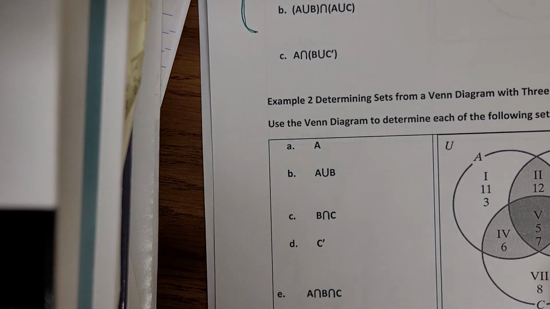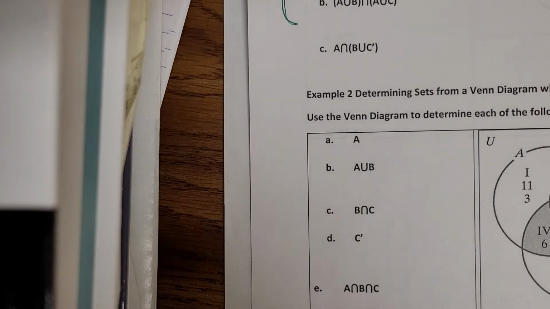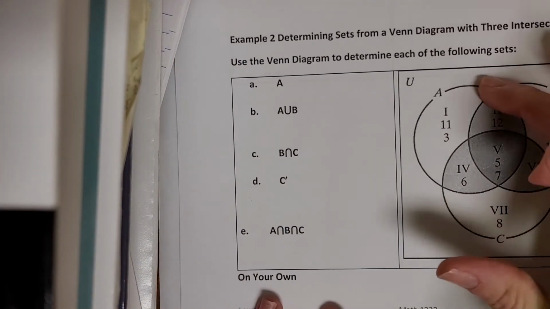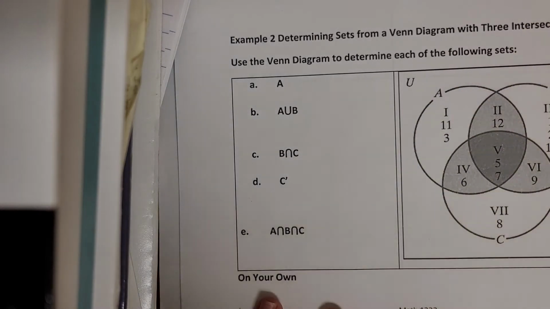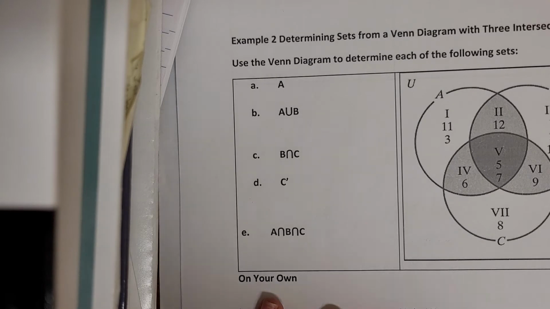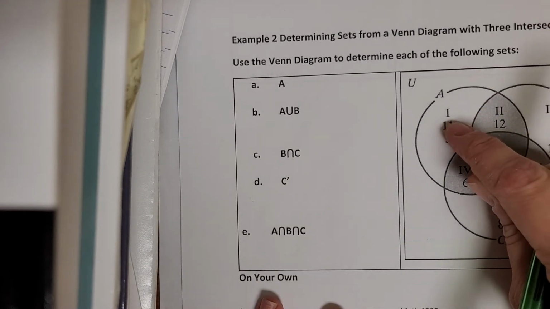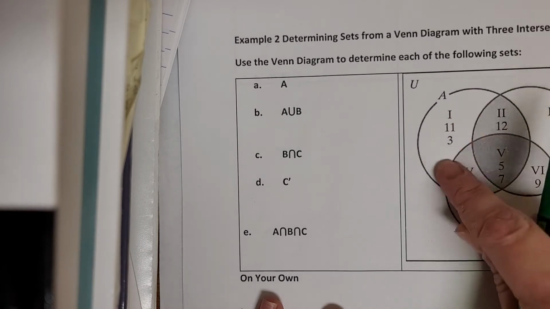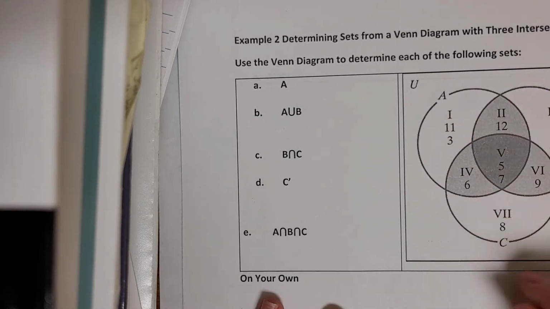Example 2, determining sets from Venn diagrams with 3 intersecting sets. So Venn diagram, all this is in A, all this is in B, all this is in C, okay? And remember that the Roman numerals themselves are only identifying those particular regions. So like that Roman number 1 isn't an element. It's this region here. That Roman number 2 is just this grayish, sort of this light gray region, okay?